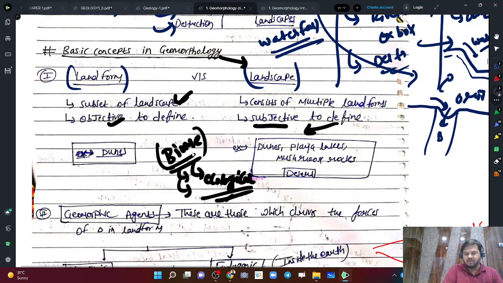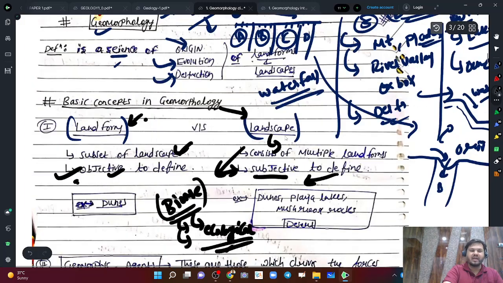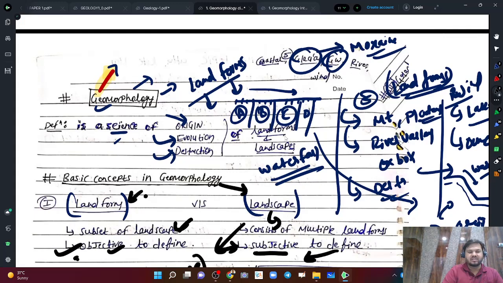So this is what I am telling. This is a subjective term. It is difficult to define, right? But in a simplistic manner, you can say that it consists of multiple landforms in a natural setting. So maybe you can relate this landscape to biome also in ecology. It is a loose term, but landform is a more technical term, right? Landform means a specific feature basically. That is why it is more objective to define, and that is why we say that geomorphology is the science of the study of landforms and not landscape, right?